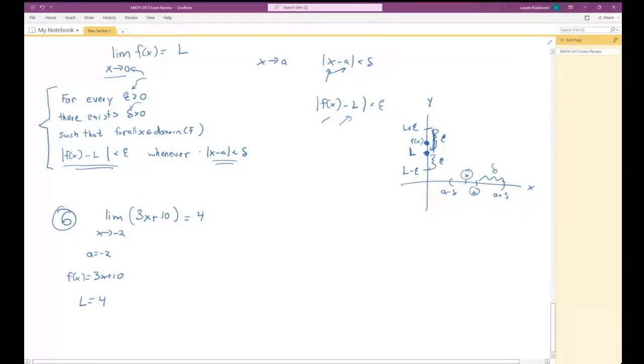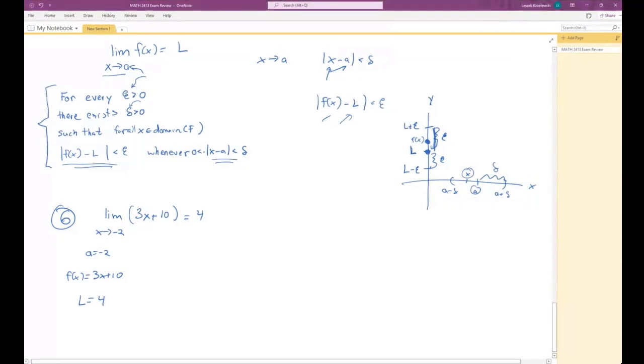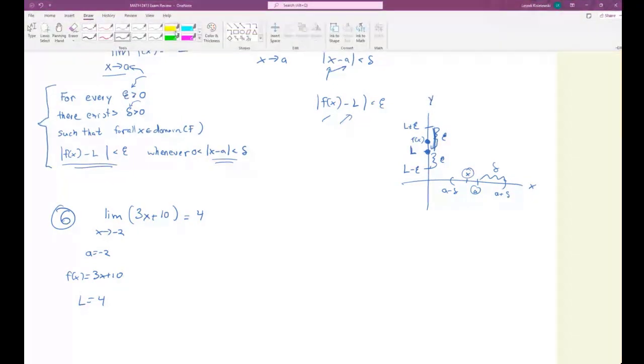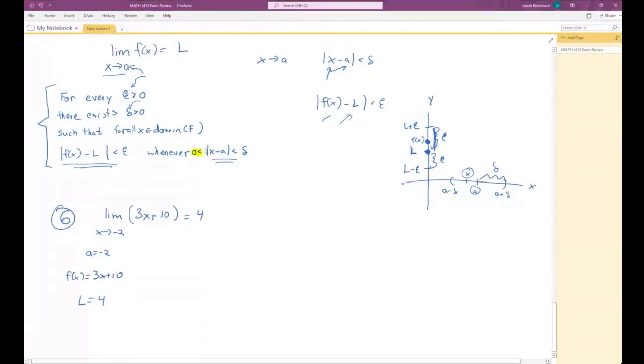Oops, I almost forgot something. Why is that 0 over there in the definition important? Okay, let me make sure I emphasize that. Why does the distance between x and a have to be more than 0?